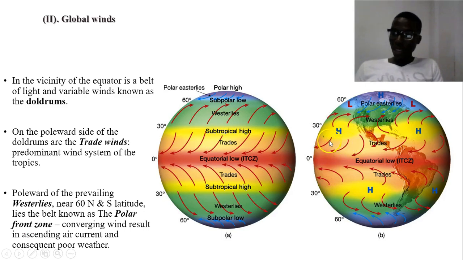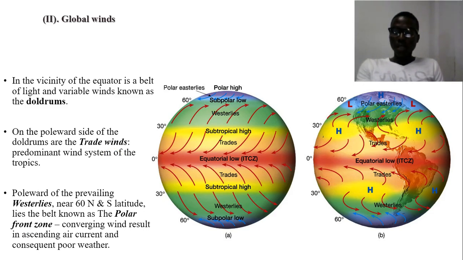And as such, we have what we know as the doldrums, which are at the equatorial regions, and are also called the intertropical convergence zone, or the ITCZ. On the poleward side of the doldrums, we have the trade winds. The trade winds are between 0 and 30 degrees north and south of the equator, and they are the predominant wind system of the tropics.